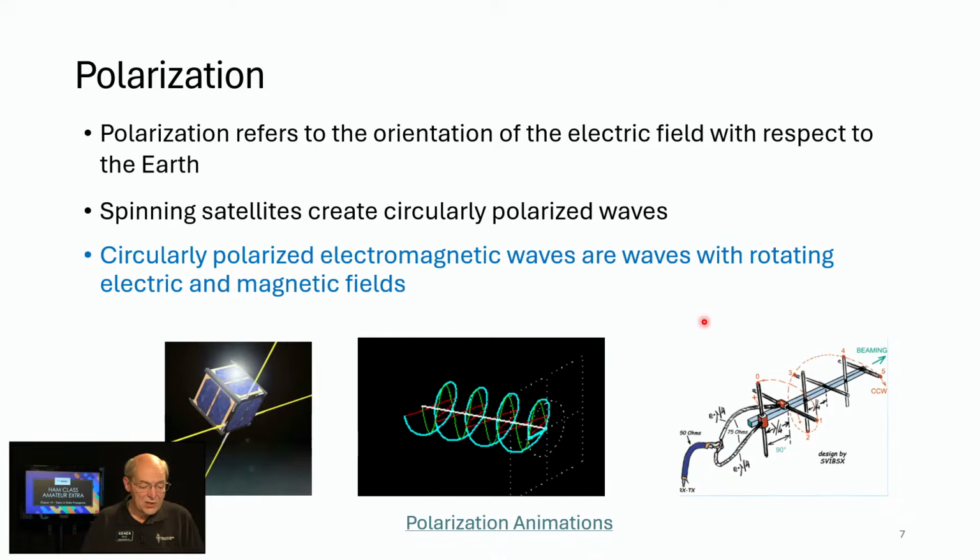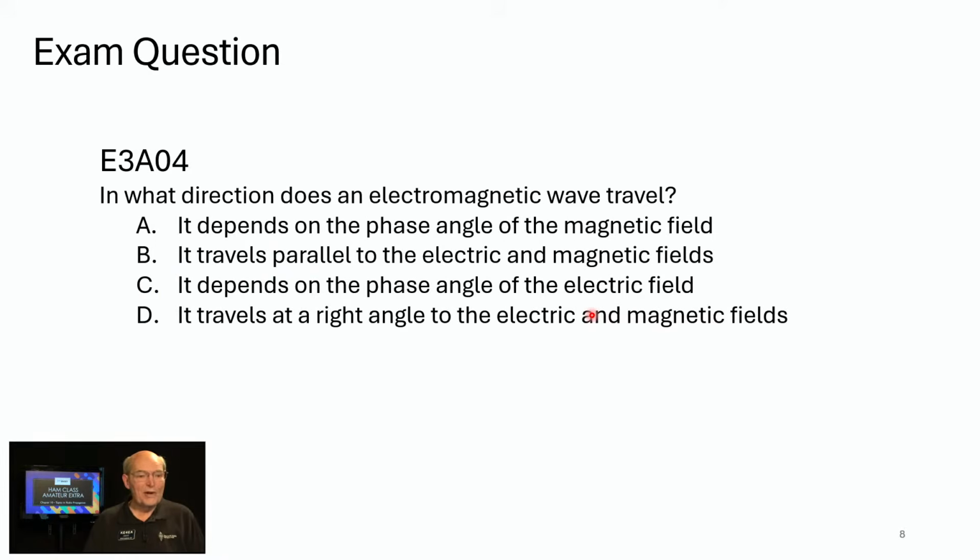What does that mean? Circularly polarized electromagnetic waves are waves with rotating electric and magnetic fields. And you can visualize that here if the satellite is spinning as it's going through space. So we have to use some special techniques so that it won't be fading in and out on us as it spins. And right on to some questions.